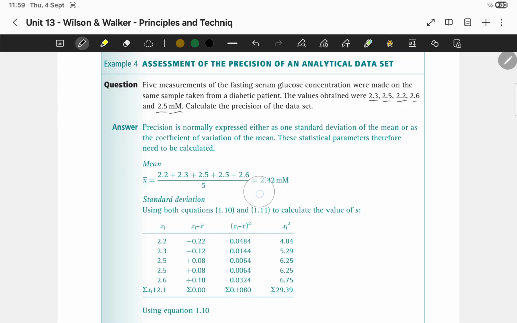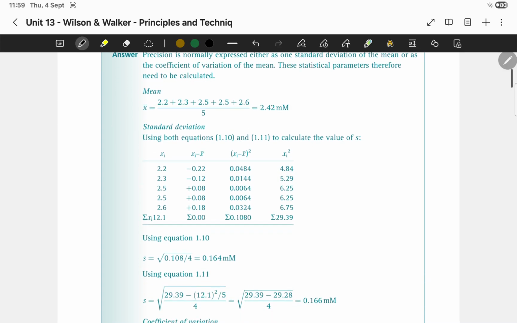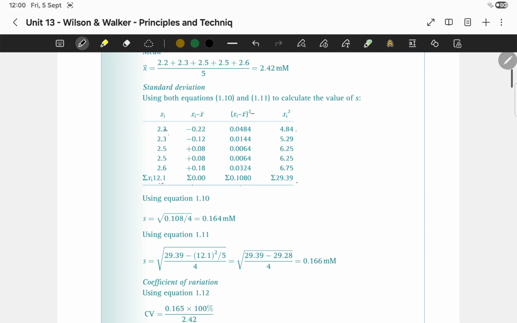Now we'll find the standard deviation of it. So standard deviation is the mean minus the current data. We'll sum it up, and then square it and sum it up, the square of the xi's and its sum. The standard deviation is equal to the square root of the sum of (xi minus x bar) squared over n minus 1. That is the formula used here.